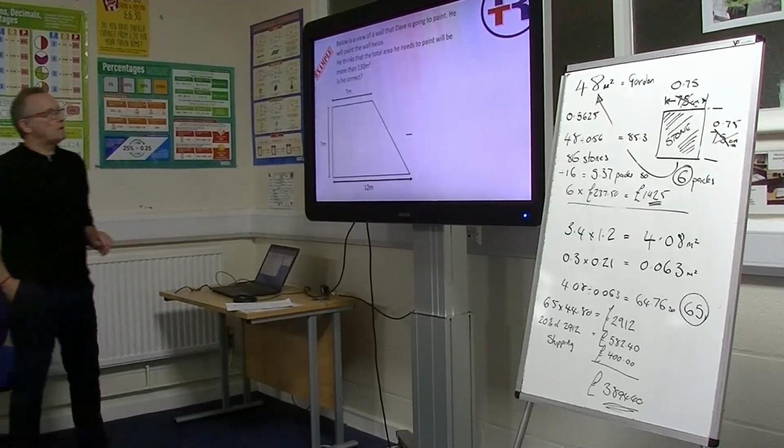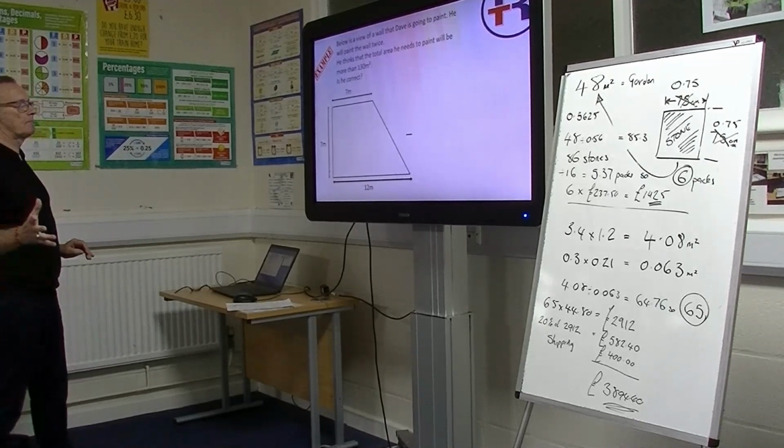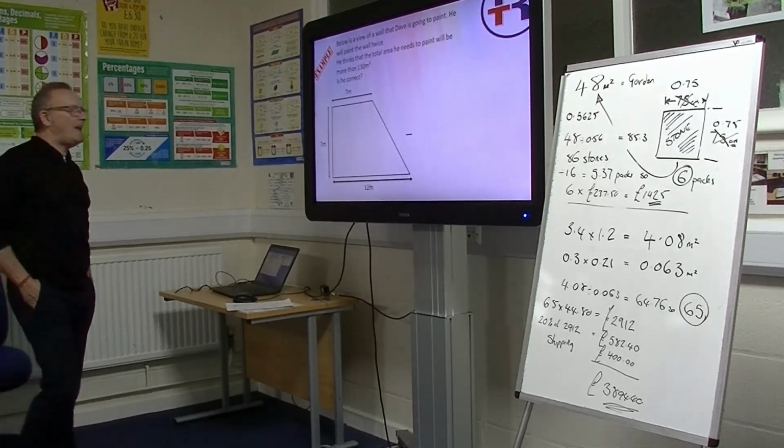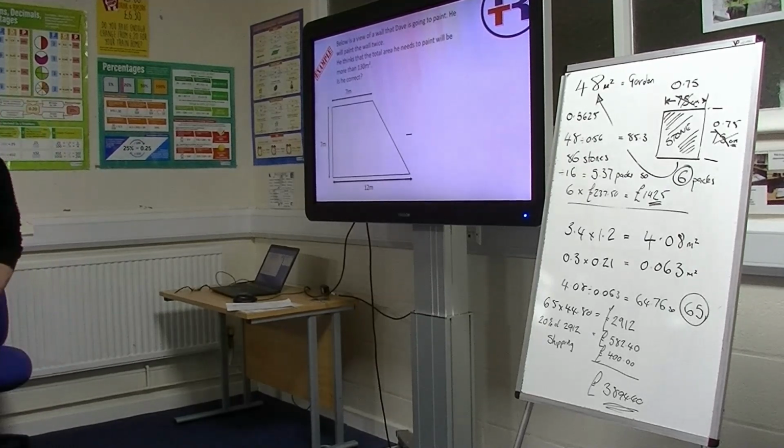Okay? Below is a view of a wall that Dave is going to paint. He will paint the wall twice. He thinks that the total area he needs to paint will be more than 130 square metres. Is Dave correct? That particular question is from an exam paper.